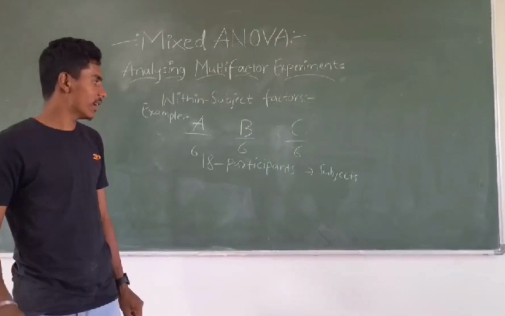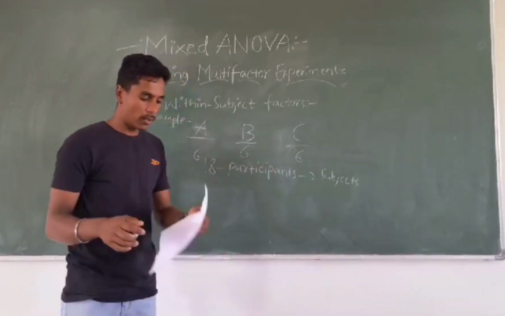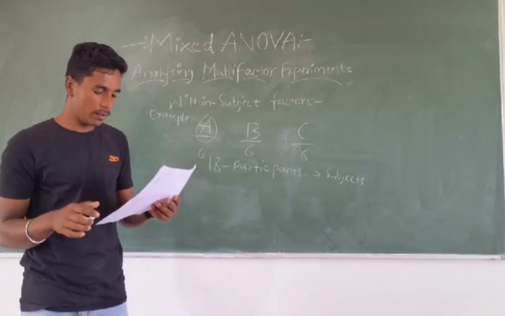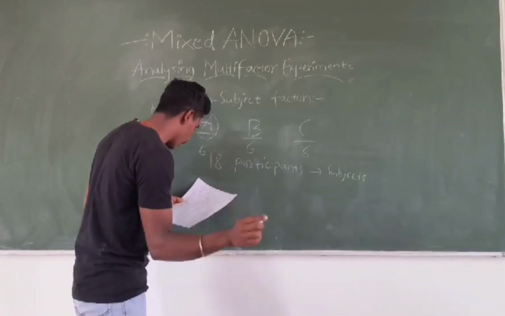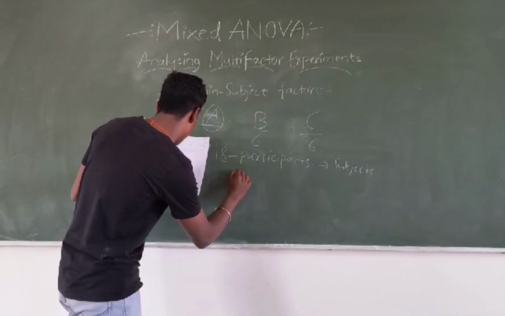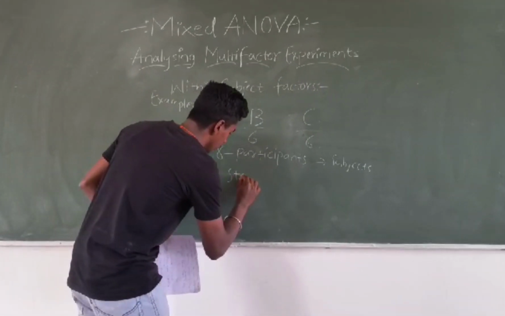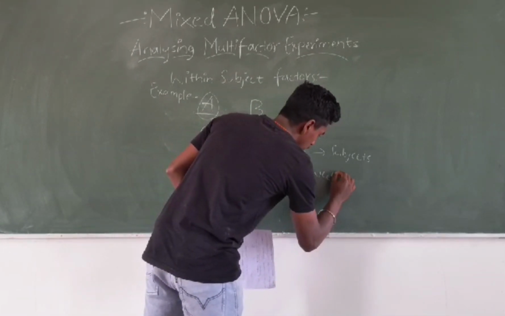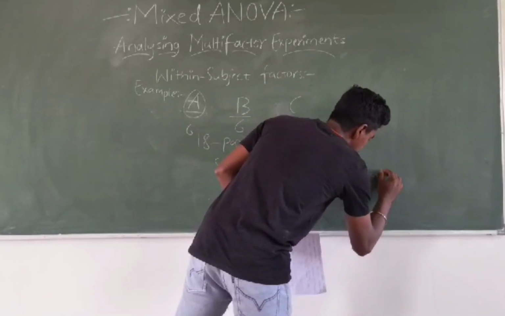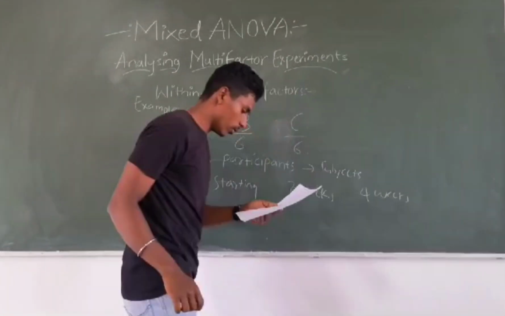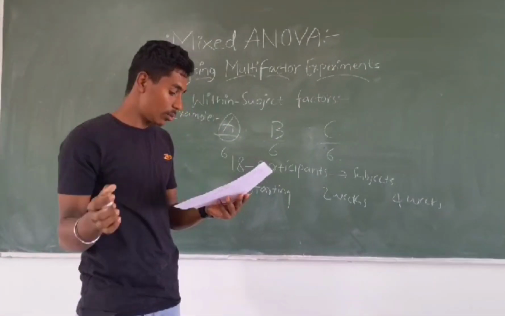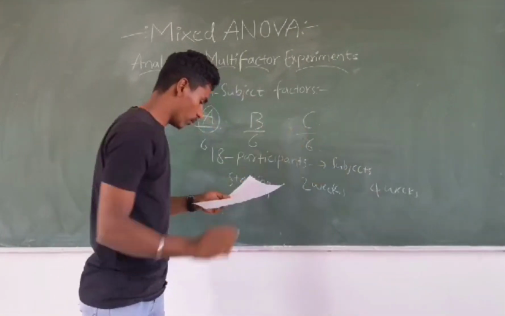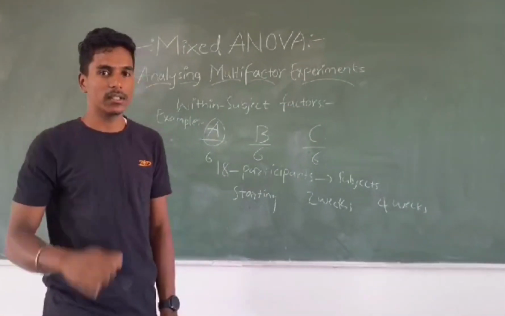For example, we have 3 diets A, B, and C. For our within subject factor, we use only one diet, and we will have 3 different time points: at the starting, after 2 weeks, and after 4 weeks. So the same subjects are exposed to all levels of the factor. These are the different time points: at the starting, at 2 weeks, and at 4 weeks. So this is called the within subjects factor.